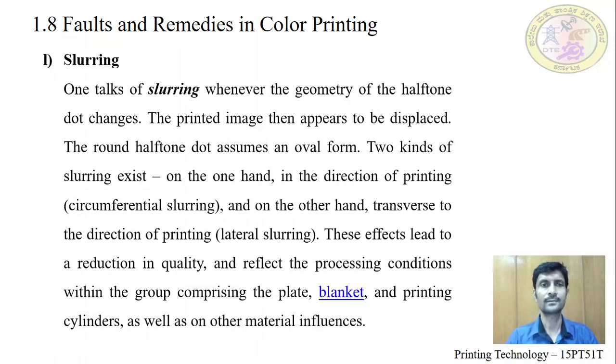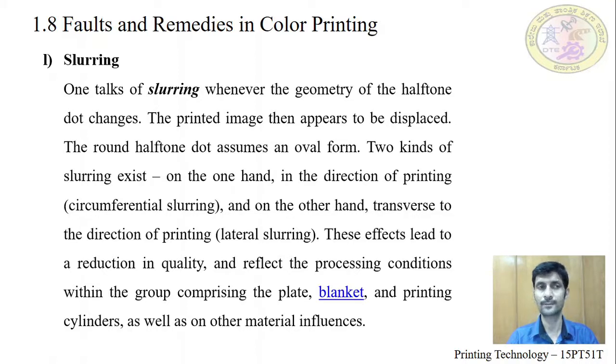Next we have the cause, which is slur. Slur is whenever the geometry of the half-tone dot changes. The printed images appear to be displaced. The round half-tone dots assume an oval shape. Instead of round, the dot appears oval, then slurring occurs.